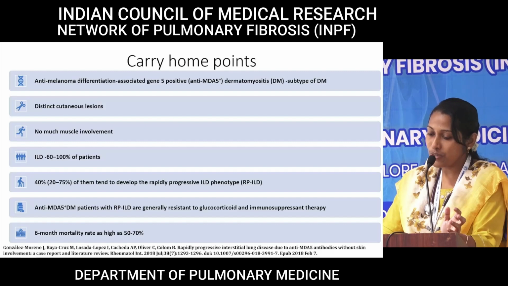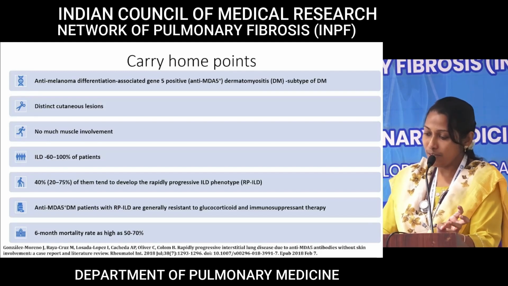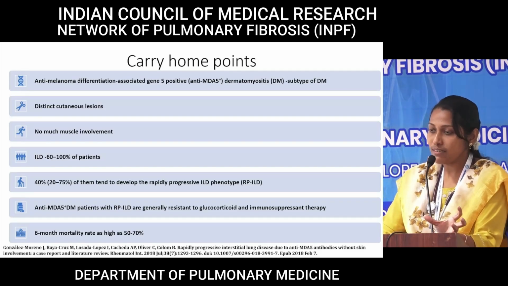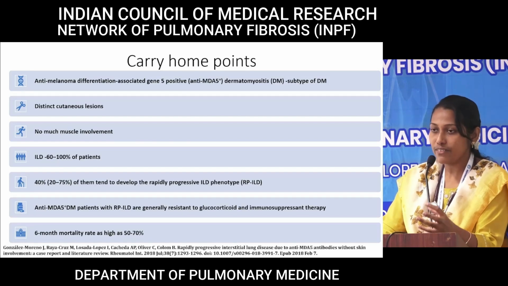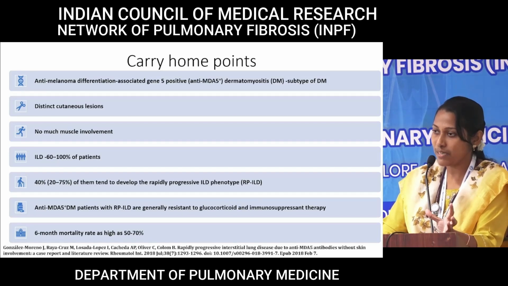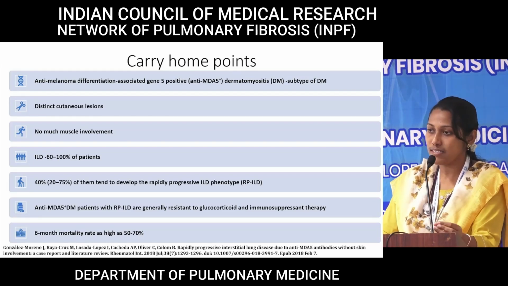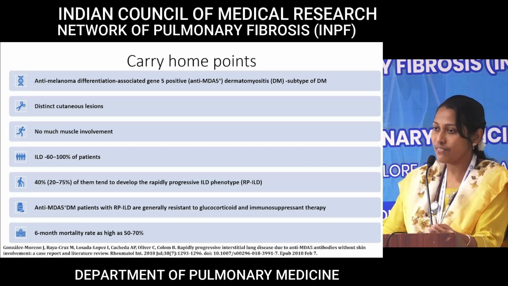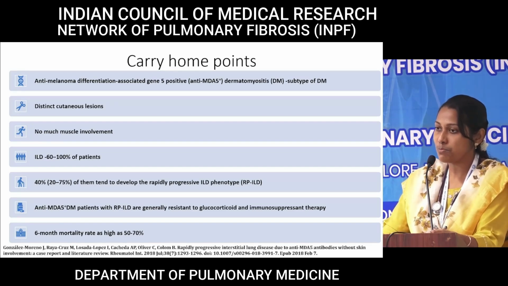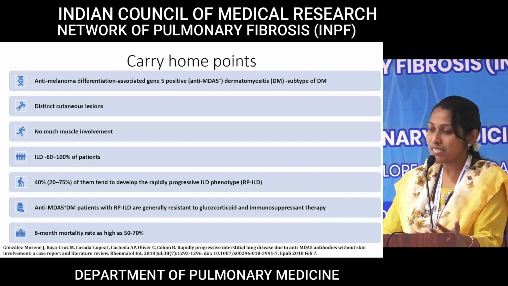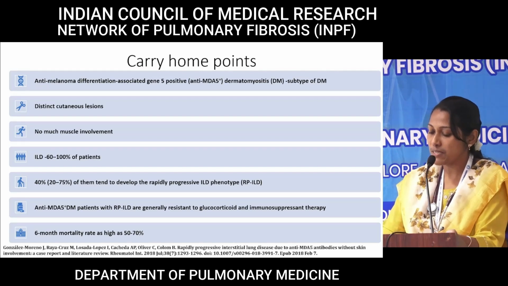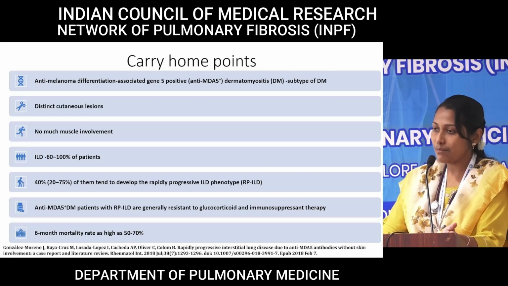So to conclude, if anti-MDA5 antibody is positive, then we should always think of RPILD in our mind when we see patients, especially these distinct cutaneous lesions are very important. When we sit in an OPD, these small things can give us a clue so that we test the myositis profile in these patients. Not much muscle involvement is usually seen in these patients, and ILD is seen in about 60% of the patients, like sir had told, in Indian data it is lesser.